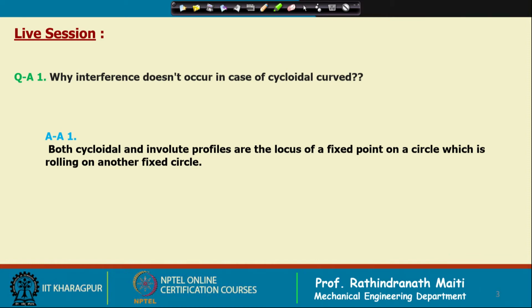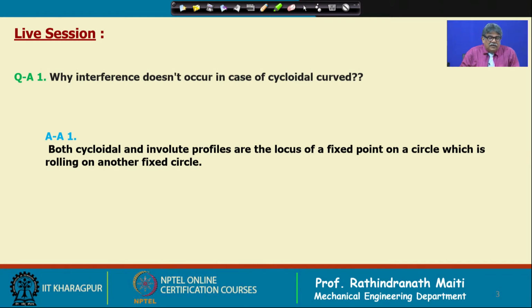Now, during the coursework, the first question I received, I have kept intact as it was. Somewhere there is a question mark, somewhere it is not there, you have to understand on your own. So, first of all: why does interference not occur in the case of a cycloidal curve? This is a very good question.